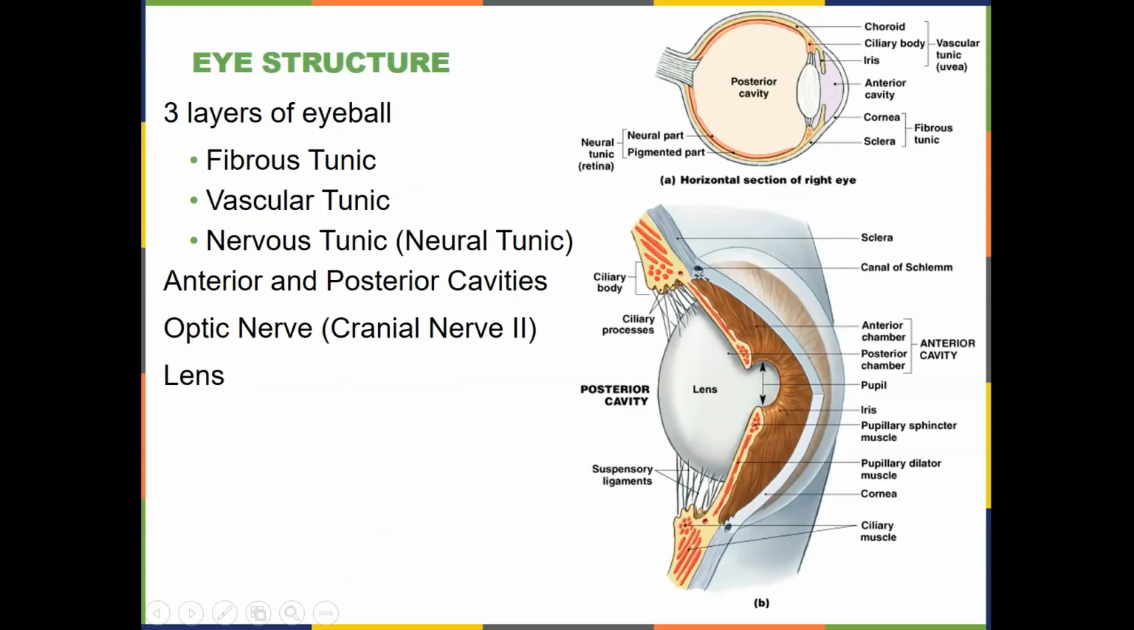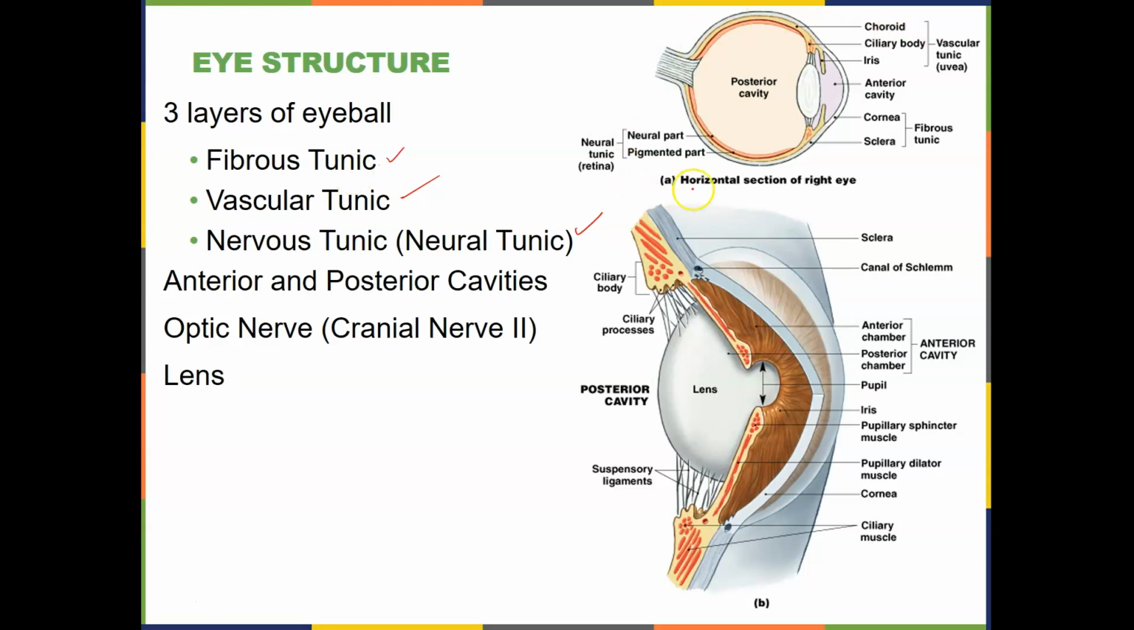So the eye itself has three layers or tunics: the fibrous tunic, the vascular tunic, and the nervous tunic. The nervous tunic is where you find the photoreceptors. The vascular tunic is exactly what it sounds like. That's where you're going to find blood vessels. And then the fibrous tunic is made up of connective tissue.